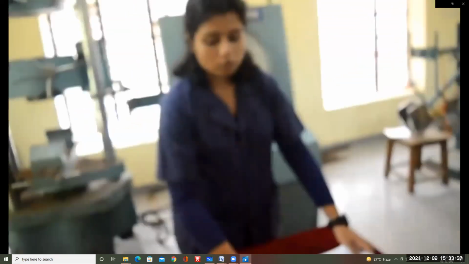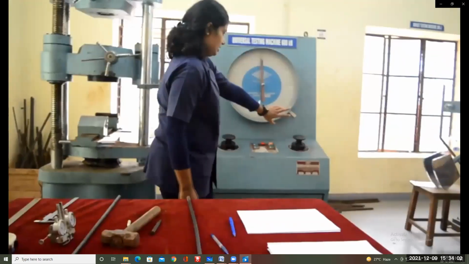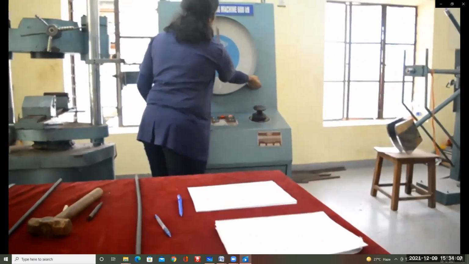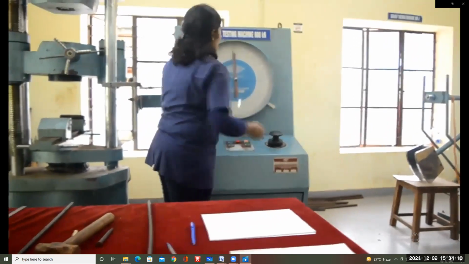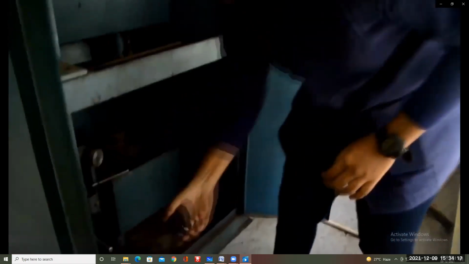Usually our expected ultimate load falls in the range 0 to 120, which can be selected using the range selector. Now behind this machine we have to put counterweights corresponding to this range. Here A is equal to 60 kilonewton and A plus B is equal to 120 kilonewton. So for the range 0 to 120 we have to put both A and B.